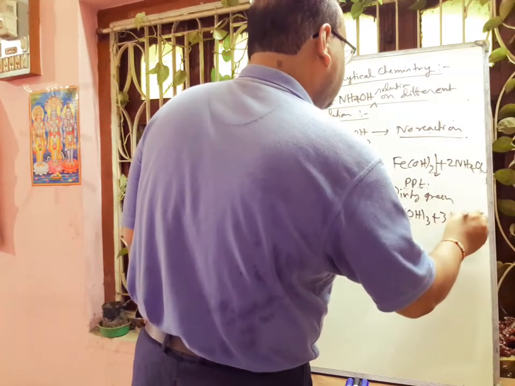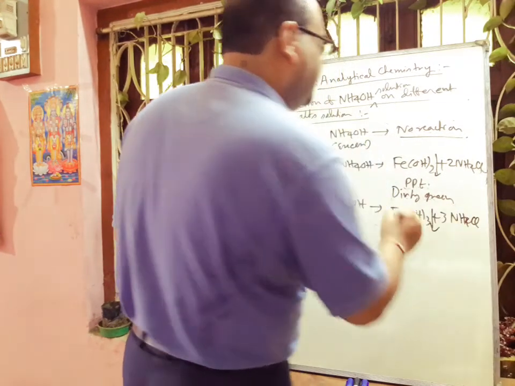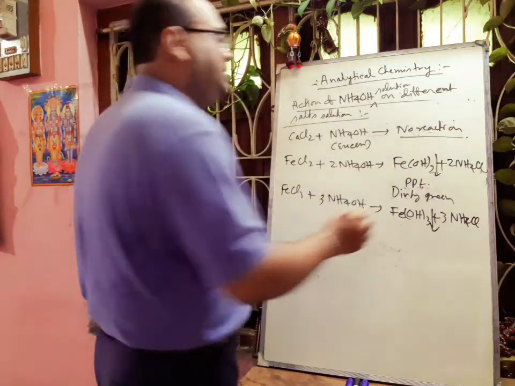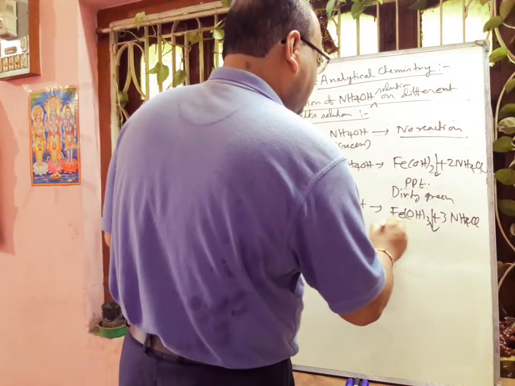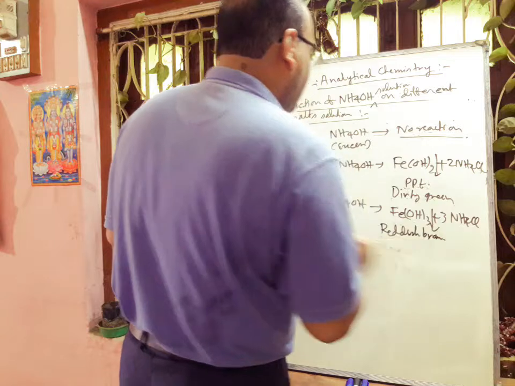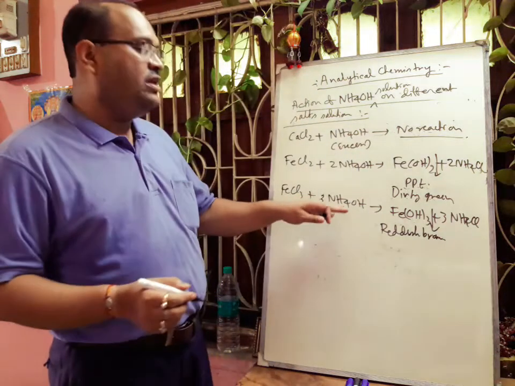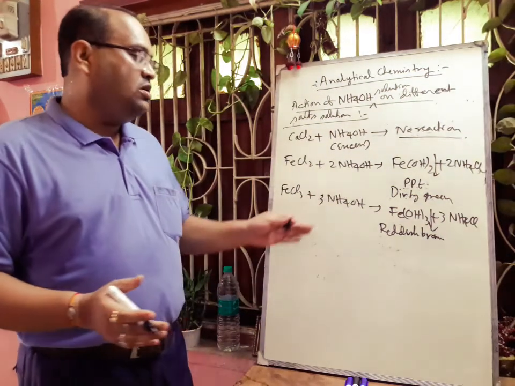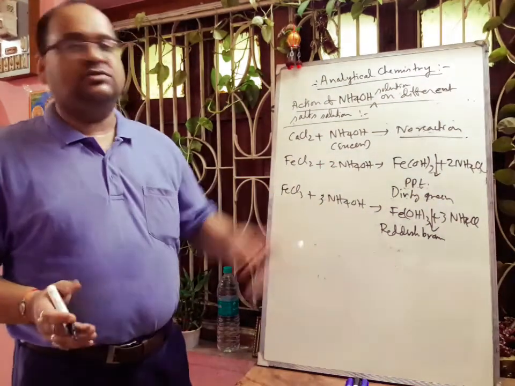Plus thrice NH4Cl. Here also the precipitation of ferric hydroxide forms. What will be the color of the precipitate? Reddish brown. Here also, if we add excess ammonium hydroxide, there will be no change. So it will remain insoluble.